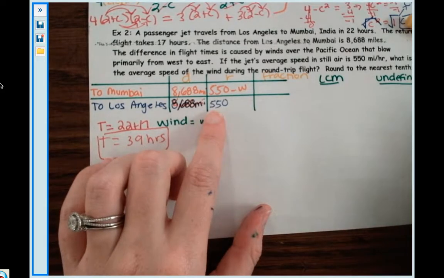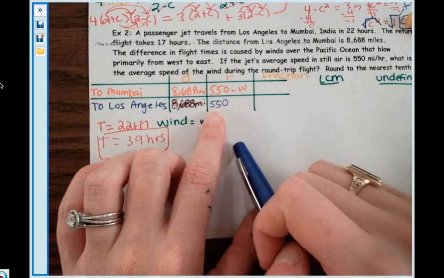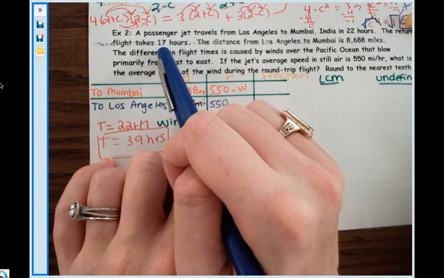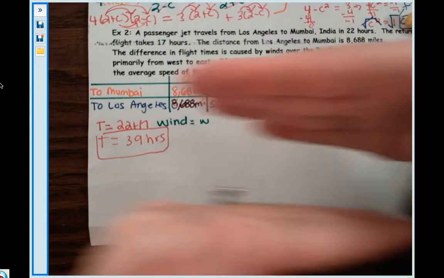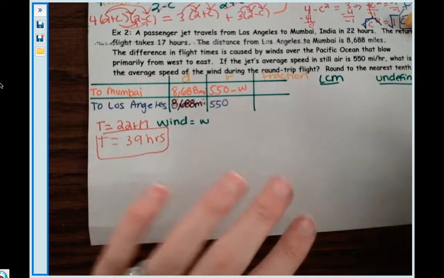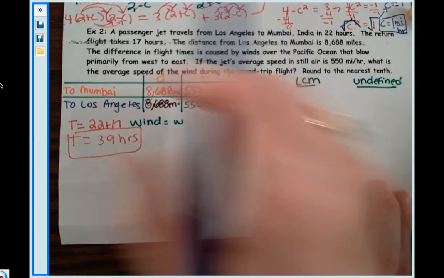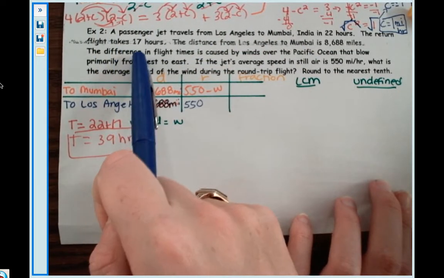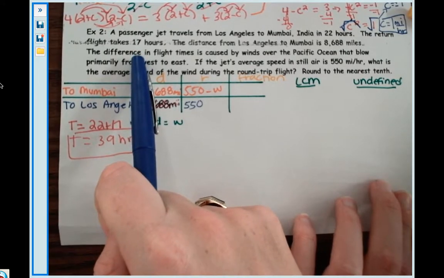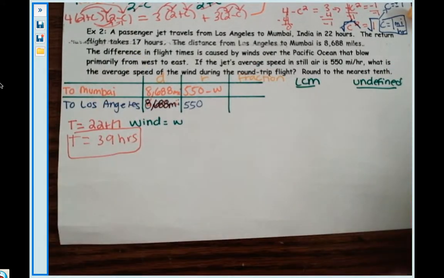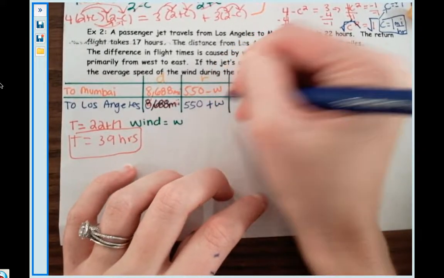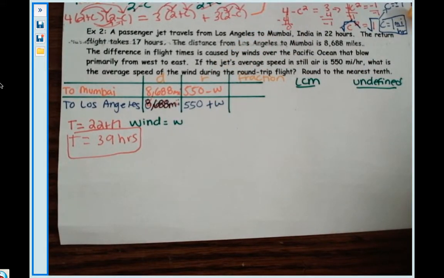Okay? And the opposite would be true for Los Angeles. So Los Angeles only takes 17 hours, which means our plane is traveling with the wind, which means the wind will be pushing the jet faster and faster. That's why it takes 5 hours less time to go on the way back, which is pretty awesome. Okay, so since our rate is faster, we would have to add the wind to it. Okay? All right, let's set up this fraction.